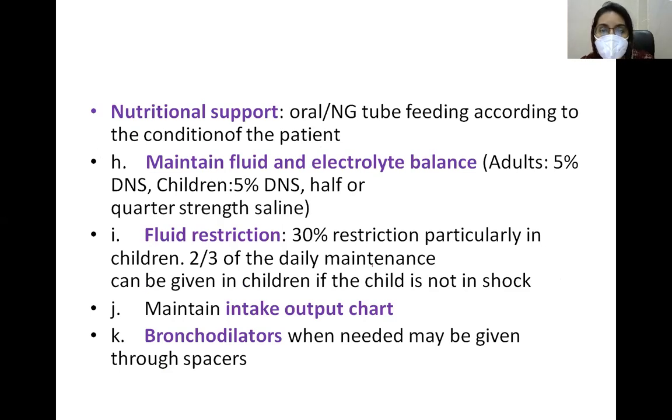Fluid restriction, 30% restriction, particularly in children. 2/3 of the daily maintenance can be given to children if the child is not in shock. Please maintain an input-output chart, and bronchodilators are required, which can be given through spacers, and treat accordingly.